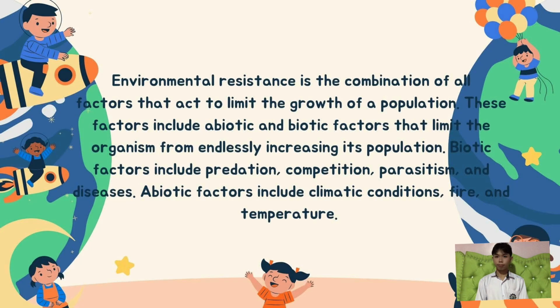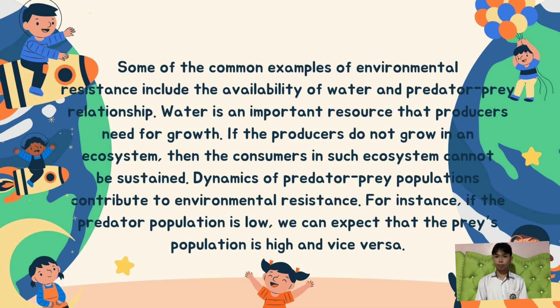abiotic and biotic factors that limit the organism from endlessly increasing its population. Biotic factors include predation, competition, parasitism, and diseases. Abiotic factors include climatic conditions, fire, and temperature. Some of the common examples of environmental resistance include the availability of water and the predator-prey relationship.